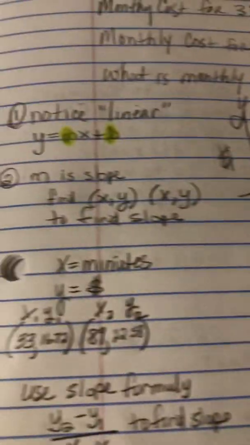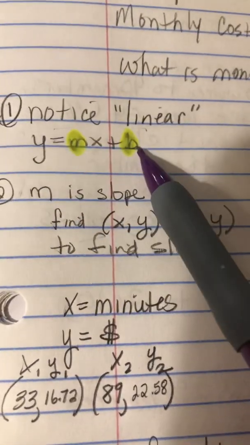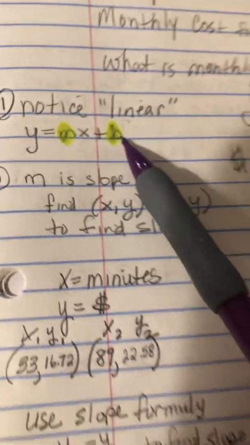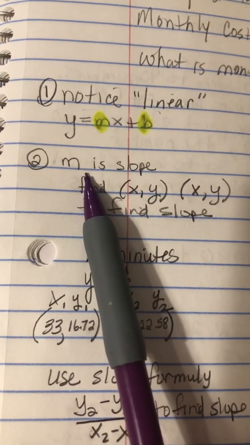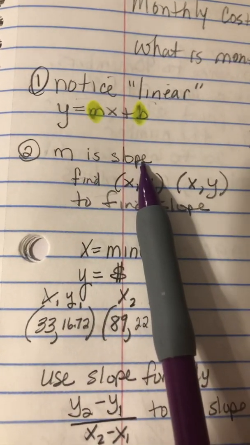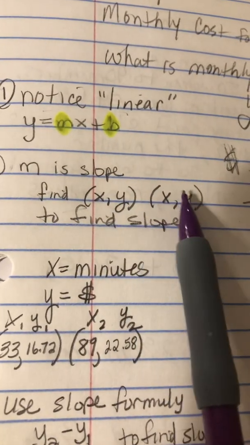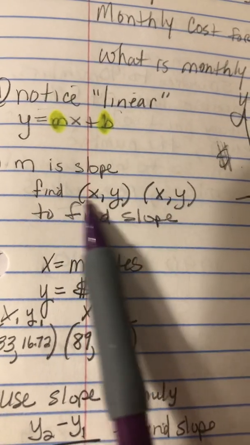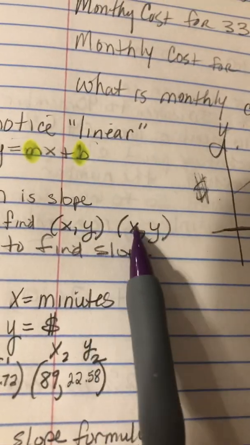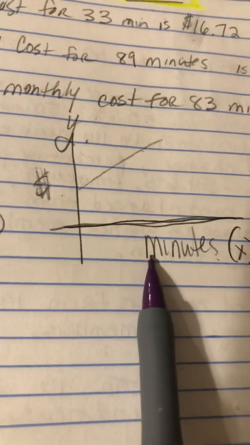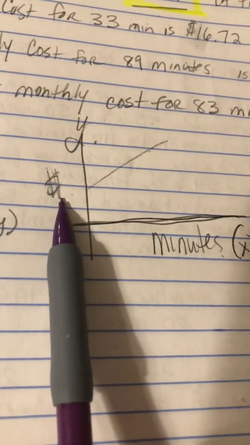But over here, the details: first I said, notice the word linear. That should make y equals mx plus b jump out at you. Then find the slope. Yes, m represents slope. And to find the slope, you have to find 2 sets of x and y coordinates. Look in the problem for 2 sets of information that you could use as x and y values. And remember, over here it said the x value is the minutes, and the y value was the resulting dollars.